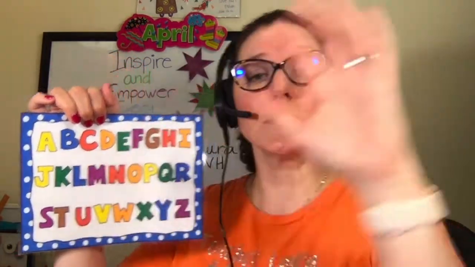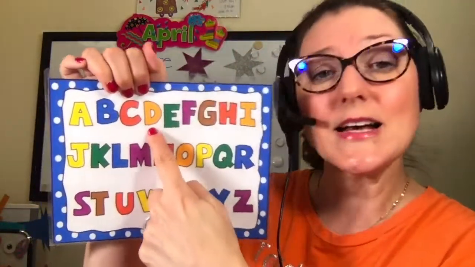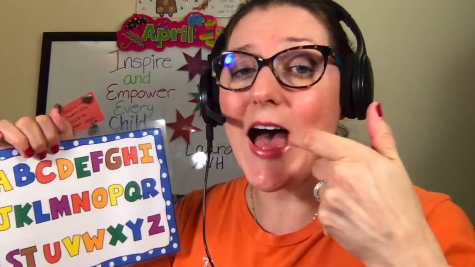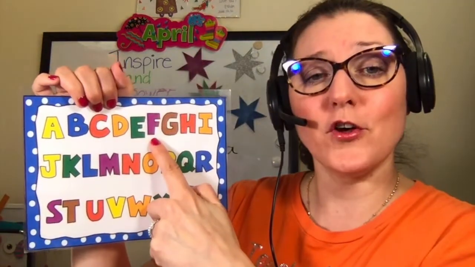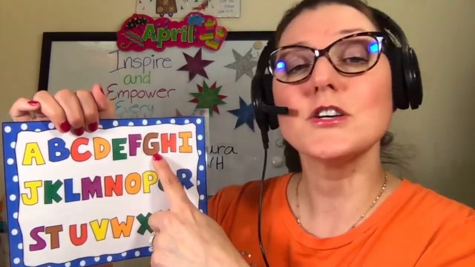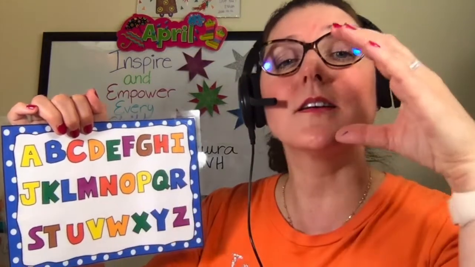C makes the sound k, like you're cracking a nut or cracking something hard. D makes the sound d, like you're knocking on a door. E makes the sound eh, like you're hooking a fish. F makes the sound f, like you're fanning yourself. G makes the sound g, like you're drinking a glass of water.